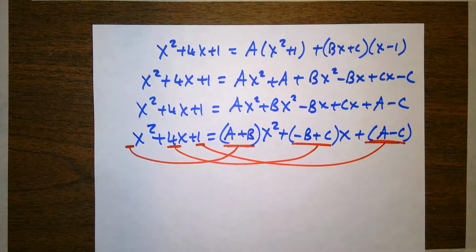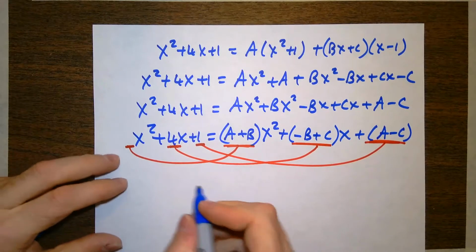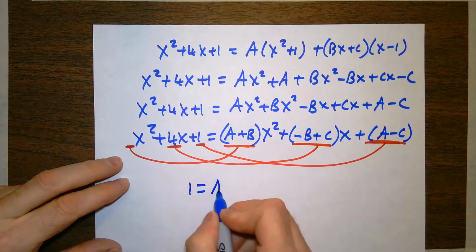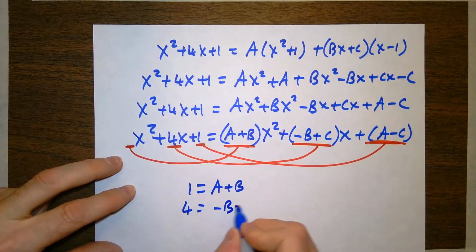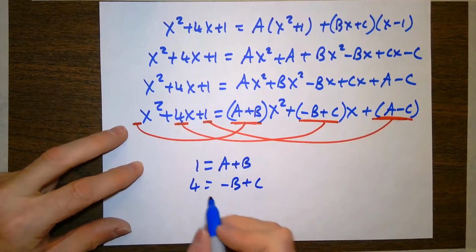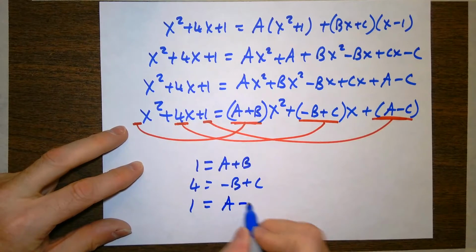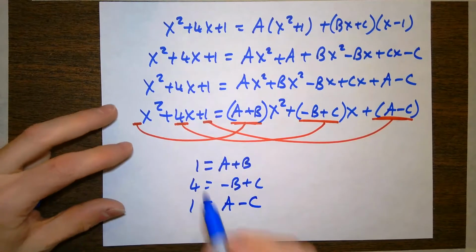Write the little system down, and I'm going to have 1 equals a plus b. 4 equals negative b plus c. And 1 equals a minus c. So here's my little system.